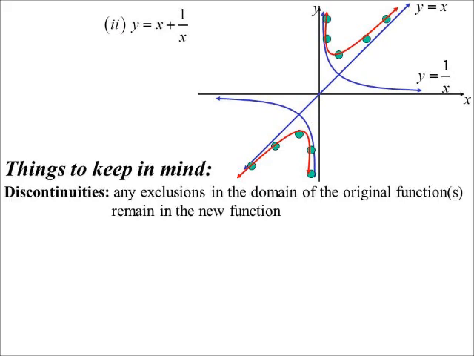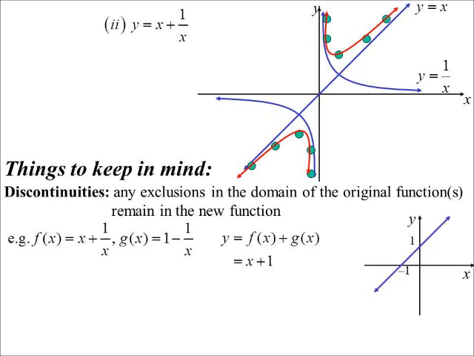Okay, keep in mind, as I just mentioned, any discontinuities will remain. They're not going to change. Can't magically exist. Oh, this is interesting. So if I add these two graphs together, x plus 1 on x plus 1 minus 1 on x, you would think you're going to draw the line y equals x plus 1. You do, sort of. A bit like what I did on the board over there.